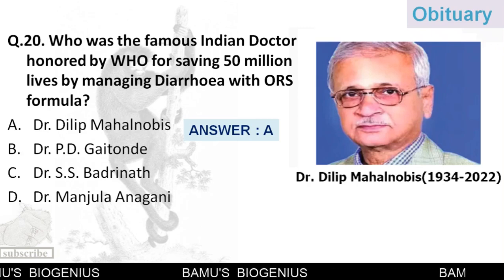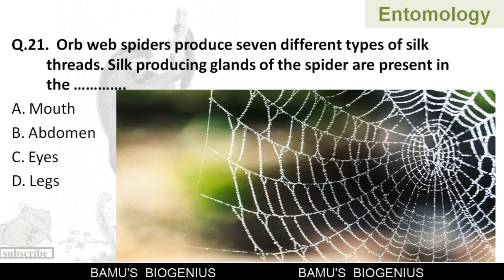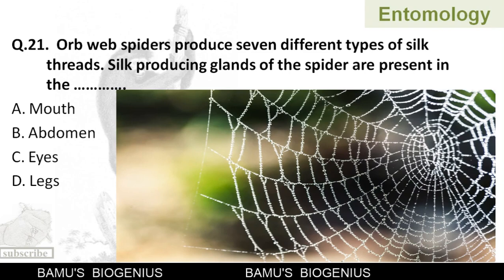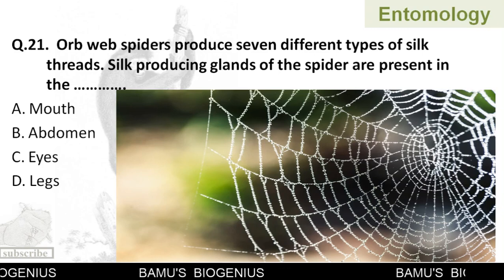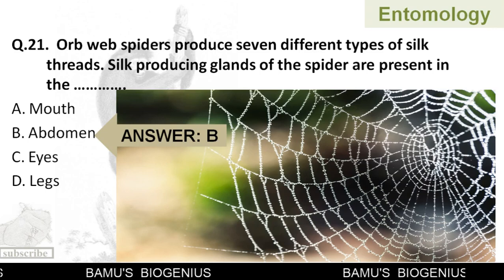Now the question number 21 is, orb web spiders produce 7 different types of silk threads. Silk producing glands of the spider are present in the mouth, abdomen, eyes, or legs. Answer is abdomen.